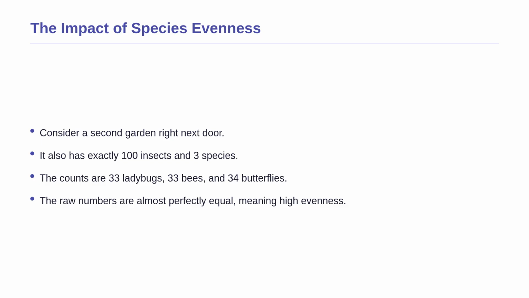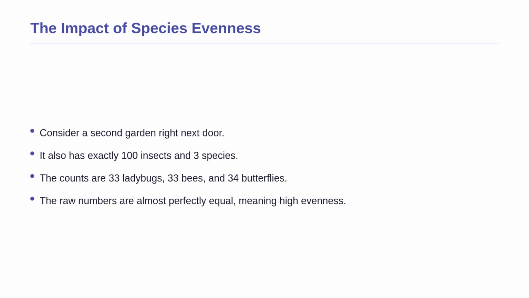This baseline score we just calculated leads us to an important question. How does population balance affect this score? To find out, imagine a second garden located right next door to the first one. This garden also has exactly 100 insects in total, and it also has exactly 3 species: ladybugs, bees, and butterflies. So the species richness and total abundance are identical to the first garden.